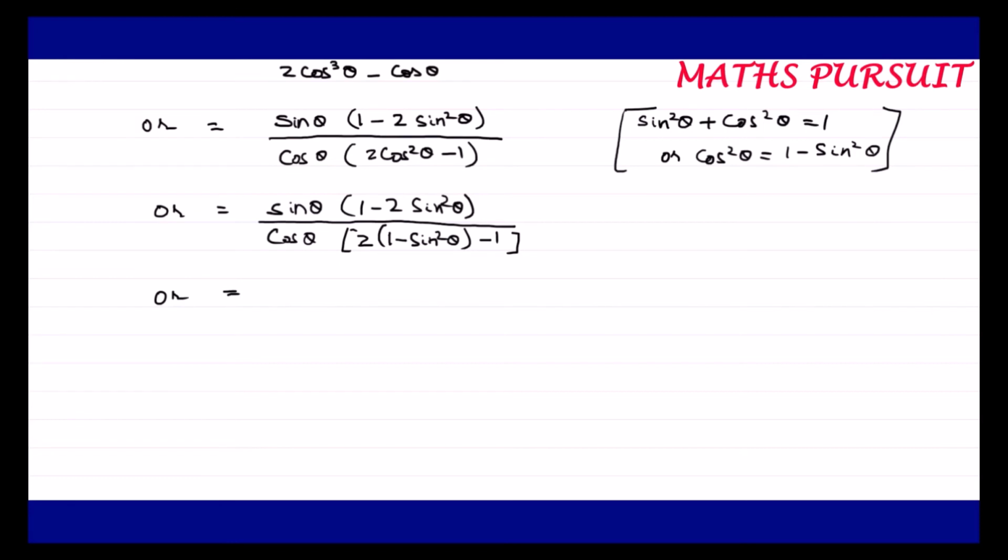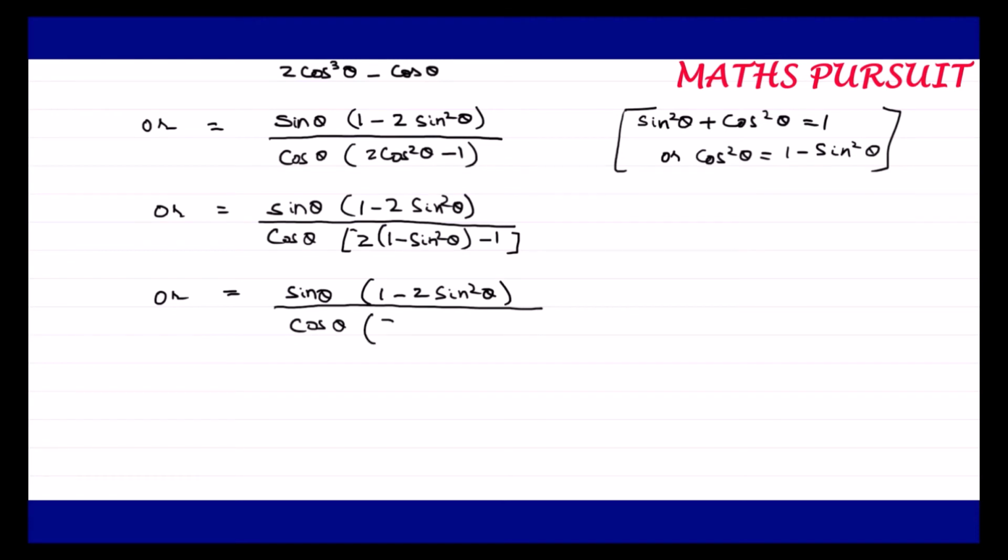That is equal to, I can write, sin theta into 1 minus 2 sin square theta upon... I'm keeping the numerator as it is. I'm not solving the numerator at this point of time. Is equal to, let us multiply 2 to the resulting part that we have.